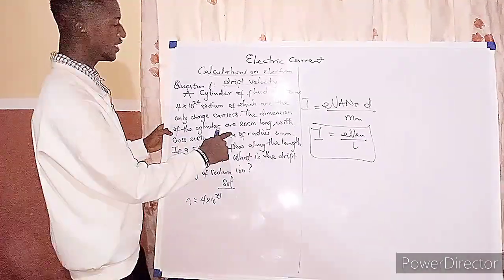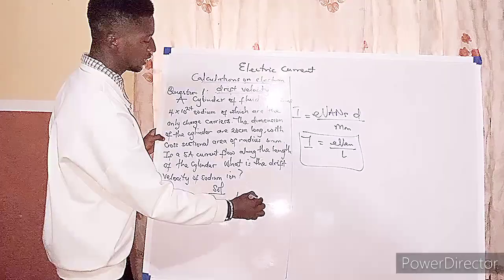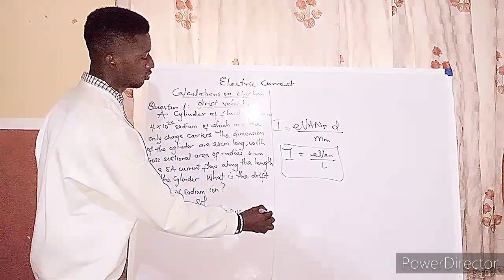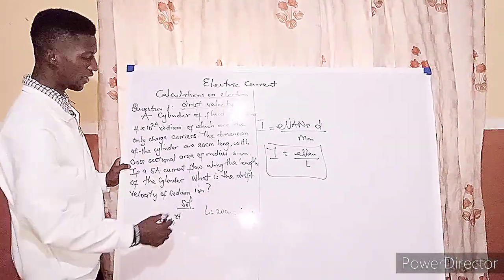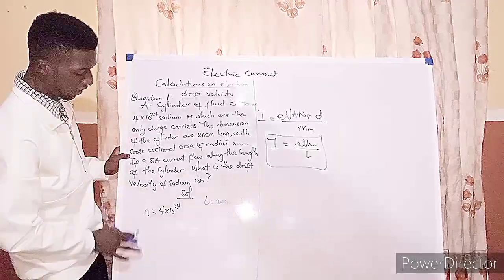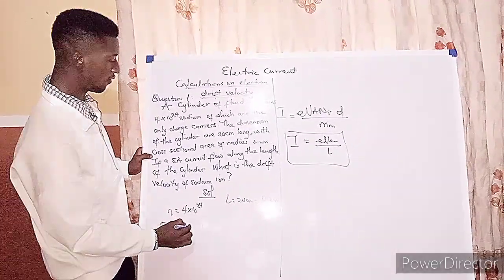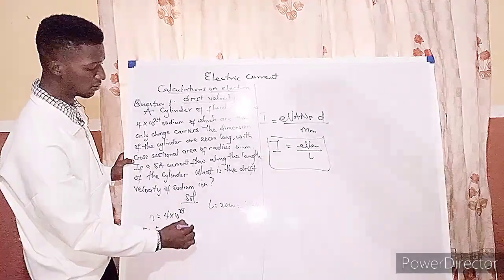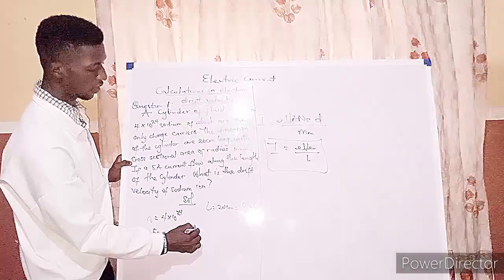The dimensions of the cylinder are 20 centimeter long. The length is said to be what? 20 centimeter. But you know that you have to convert this to meter, and that will be 0.2 meter. With a cross-sectional area of radius 5 millimeter. To get the area, we have been given the radius, which is 5 millimeter. If our radius is 5 millimeter, we can convert to meter, and that will be 5 times 10 raised to the power minus 3 meter.